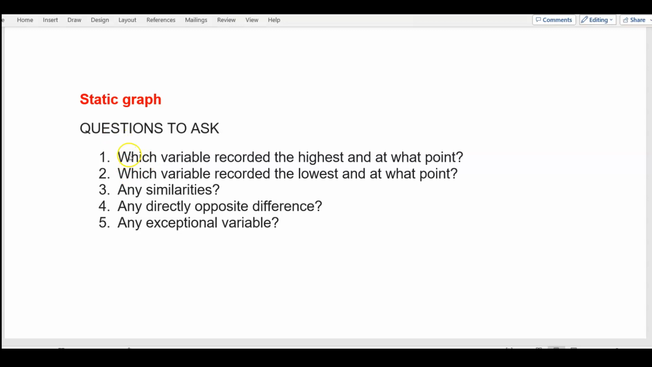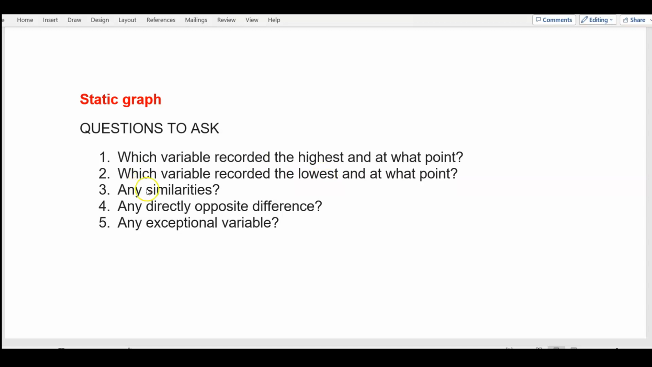One, you have to ask yourself this first question: which of the variables recorded the highest and at what point? So this one includes the highest overall or the highest at a particular point. Okay, so the highest among them, the greatest among them, the most used among them, the most popular. So this time you're using a comparative and superlative word. Okay, so you have to know the popular, the most popular, the most common, right? So the common type. So the highest among the point. Now the opposite side, which variable recorded the lowest? So static graph is about the highest point, the lowest point.